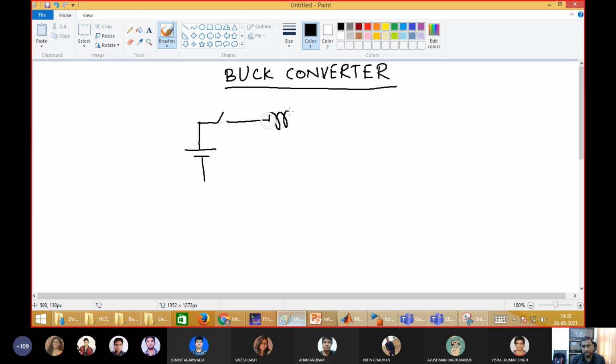Put an inductor, then a resistance, R, with plus and minus V output. This is V input. This is the switch. Now, will putting an inductor be sufficient? I know it is no. But why?